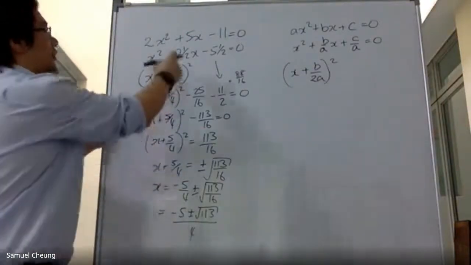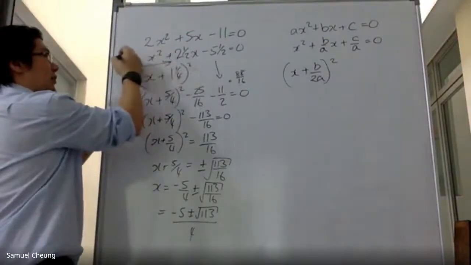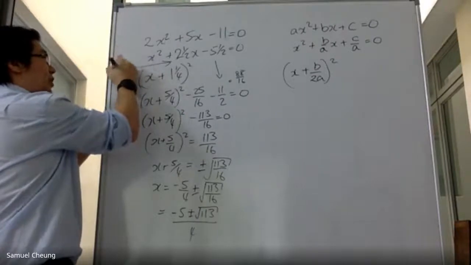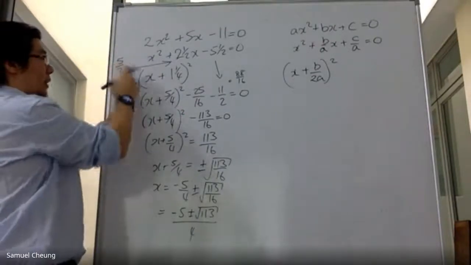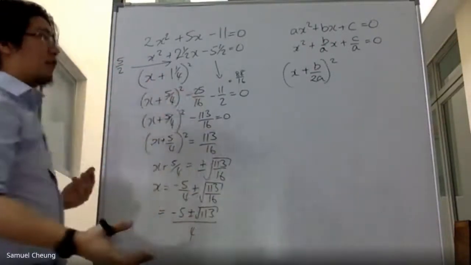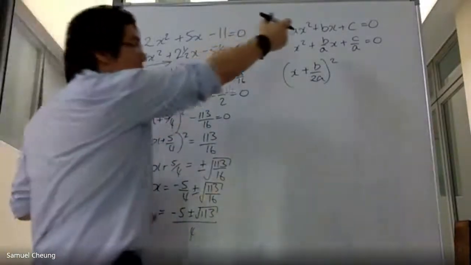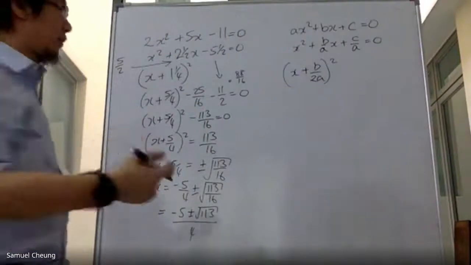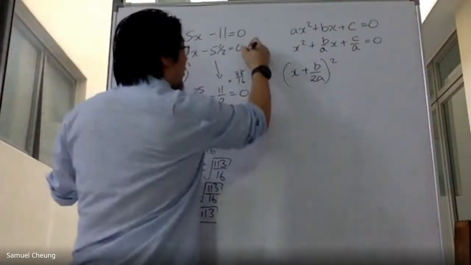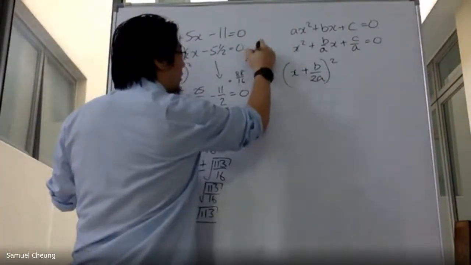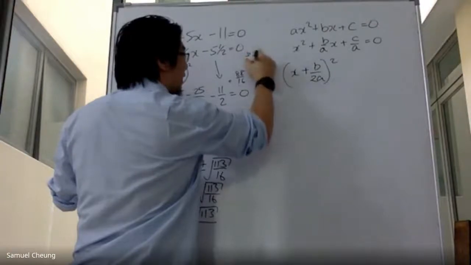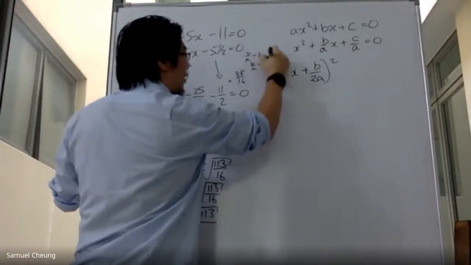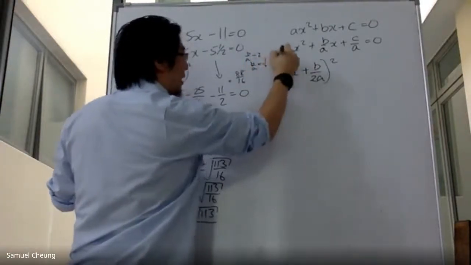I could have written this as 5 over 2, and when I take it and divide it by 2, I get 5 over 4. So b over a divided by 2 is the same as b over 2a. If you're still not sure, b over a divided by 2 is the same as b over a times a half, which is b over 2a.